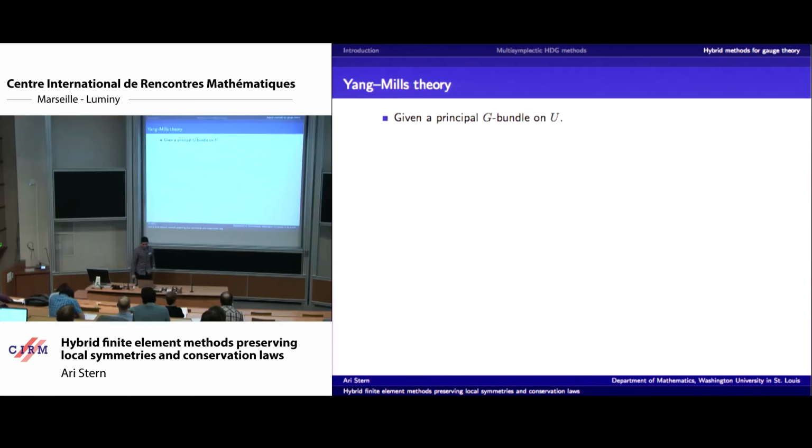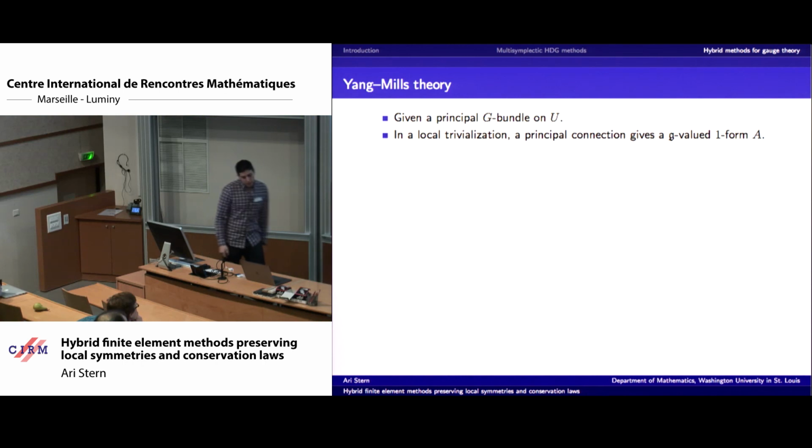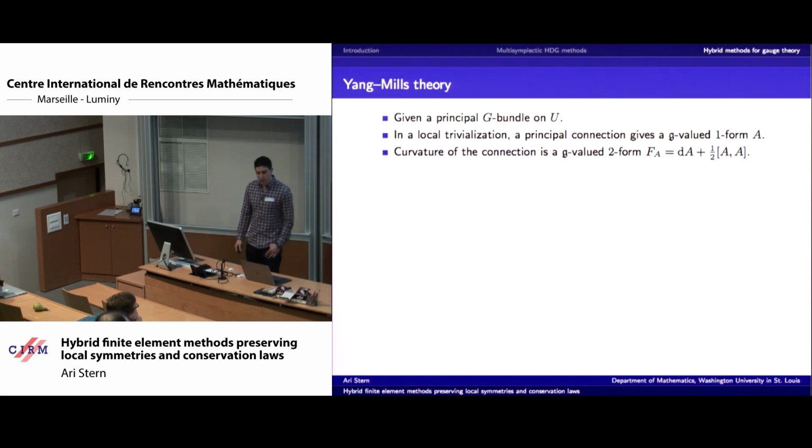All right, so in the last couple of minutes, let me just sketch out the picture for Yang-Mills theory. If we have some Lie group G and a principal G bundle on our domain U, and if we have a local trivialization of this bundle, we can think of a principal connection as a Lie algebra valued one form. We can talk about the curvature of a connection locally in terms of a Lie algebra valued two form, which I write as F_A, and that's dA plus 1/2 Lie bracket of A with itself.